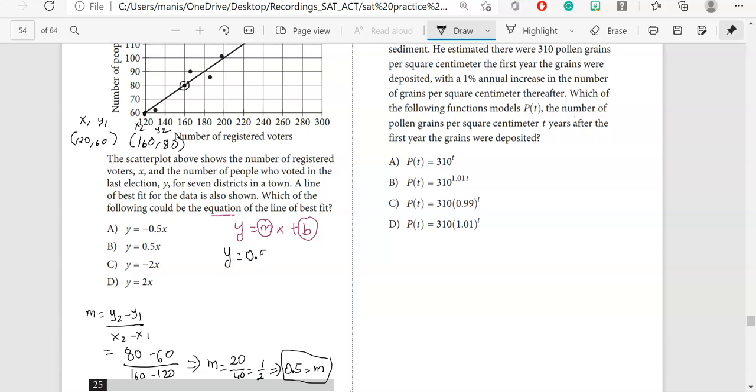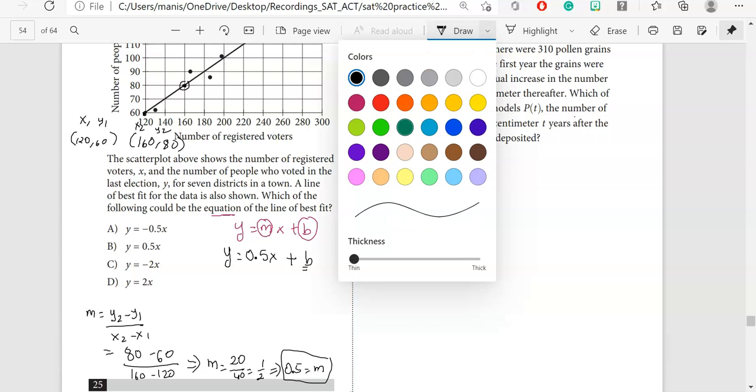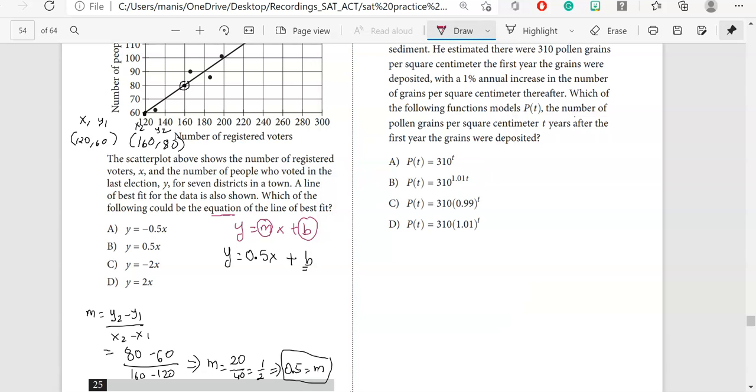So I will come back over here and write it: y is equal to 0.5x plus b. Now what do I have to find? I have to find this b also. Let me change the color over here. Now how can I find the b? If you remember in the previous problem I showed you, you will substitute the values of x, y and m in this equation, so we can get the value of b.